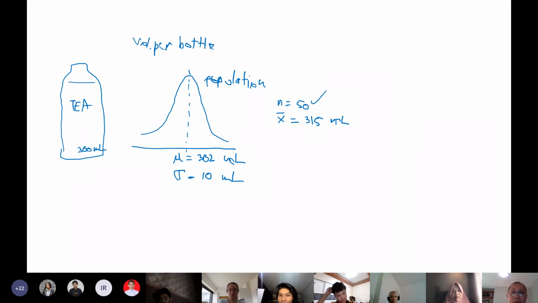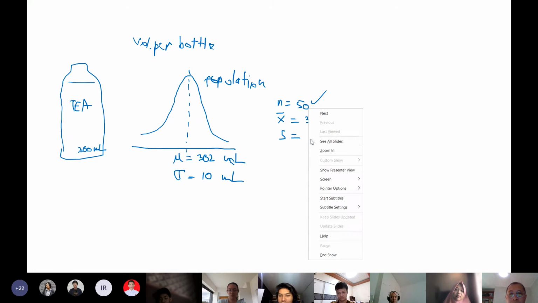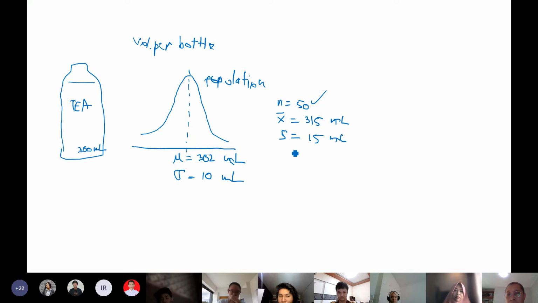Okay. With, let's say, I forgot one thing here. The standard deviation of the sample. Sorry, I forgot about this. The standard deviation of the sample is, let's say, 15 milliliter. Again, pay attention to the symbol here. I'm writing it down as S, not sigma, but S. So S is the sample standard deviation.